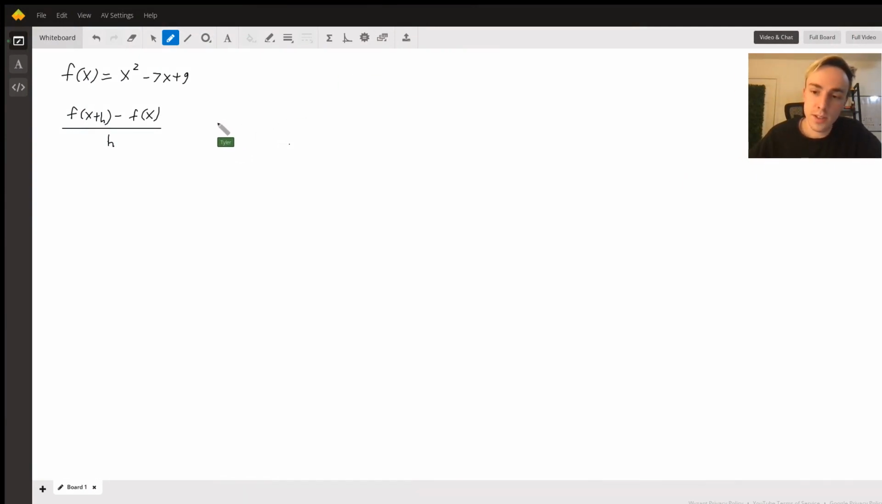Hi there. So the question is find the difference quotient of f of x equals x squared minus 7x plus 9. So what we're going to do is just plug in x plus h into our function and then just calculate this quotient basically. So I'm going to separate it into two cases. We have f of x plus h and f of x. So I'll sort of write brackets here. We just plug x plus h into x.